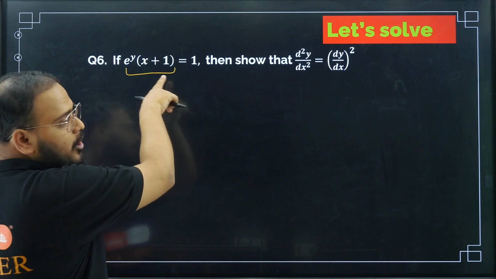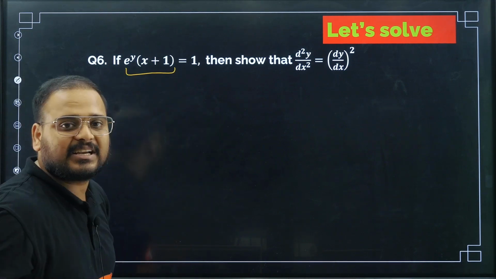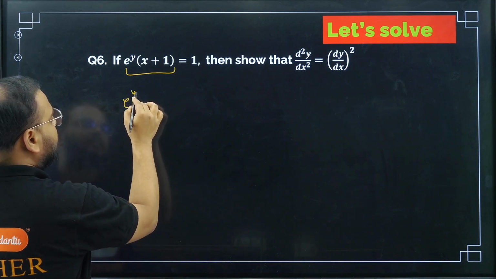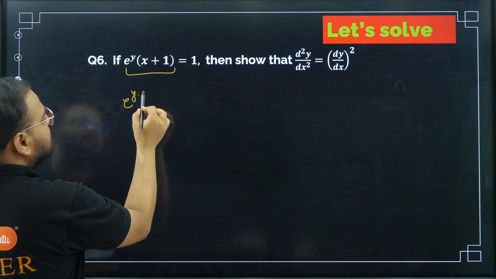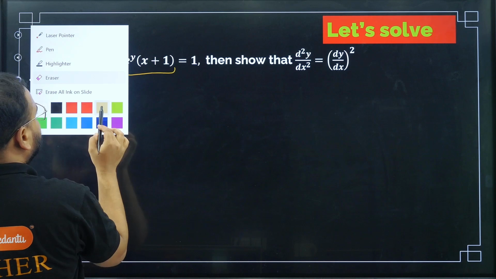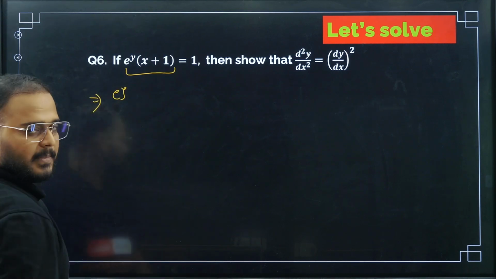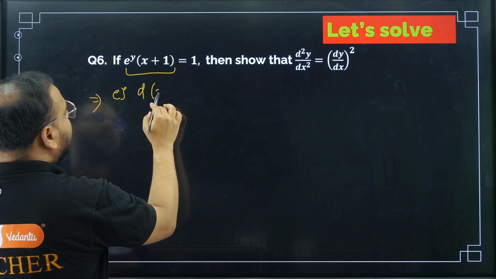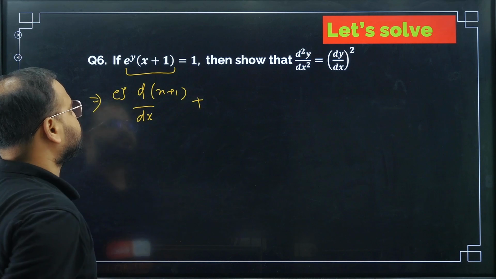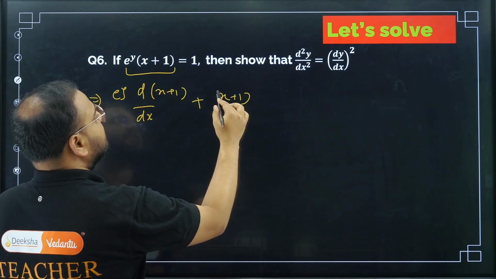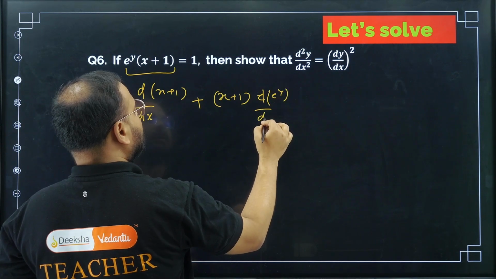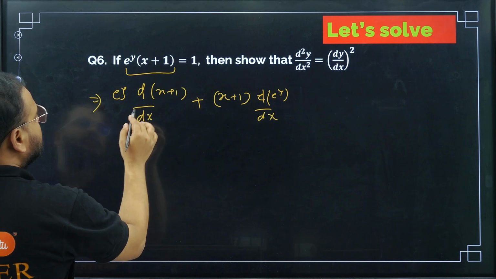I have to apply what? Product rule. One function is e power y, the second function is x plus 1, which is a linear function. So I will write this as e power y, and this will be, let me do it like this. I'll keep e power y as it is, and I'll write here the differentiation of x plus 1, plus I'll keep x plus 1 as it is and differentiate e power y with respect to x. Am I right?